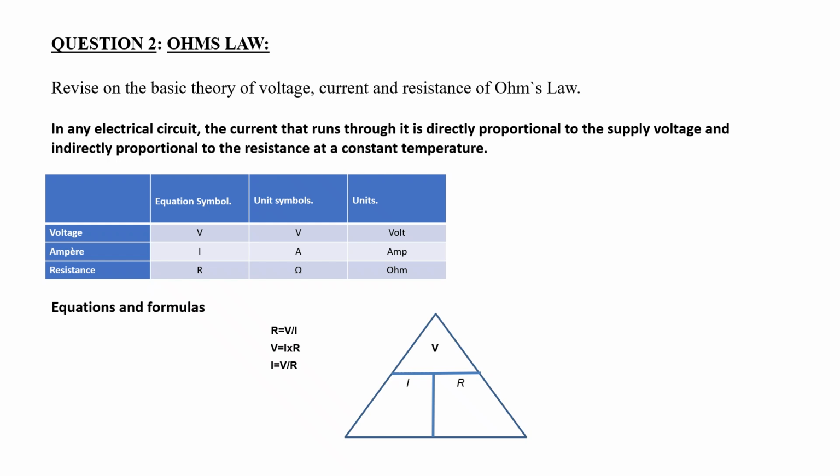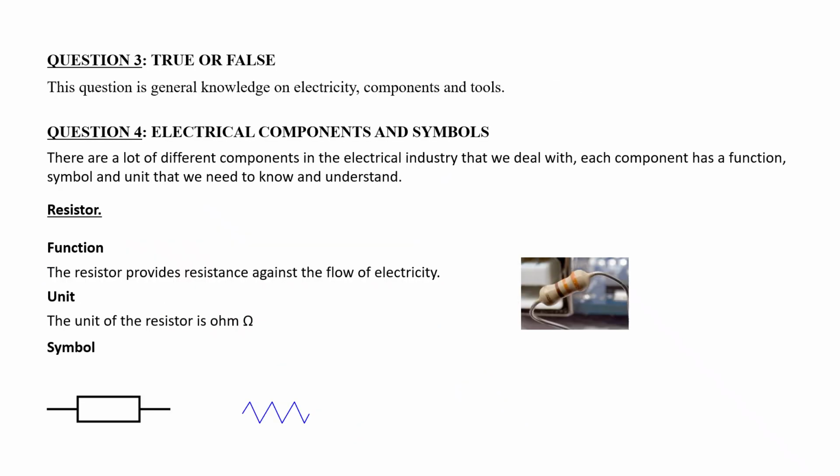Equations and formulas. R equals V divided by I. V equals I multiplied by R. And I equals V divided by R. Question 3 is true or false questions. This question is general knowledge on electricity, components, and the tools that are used in the electrical field.